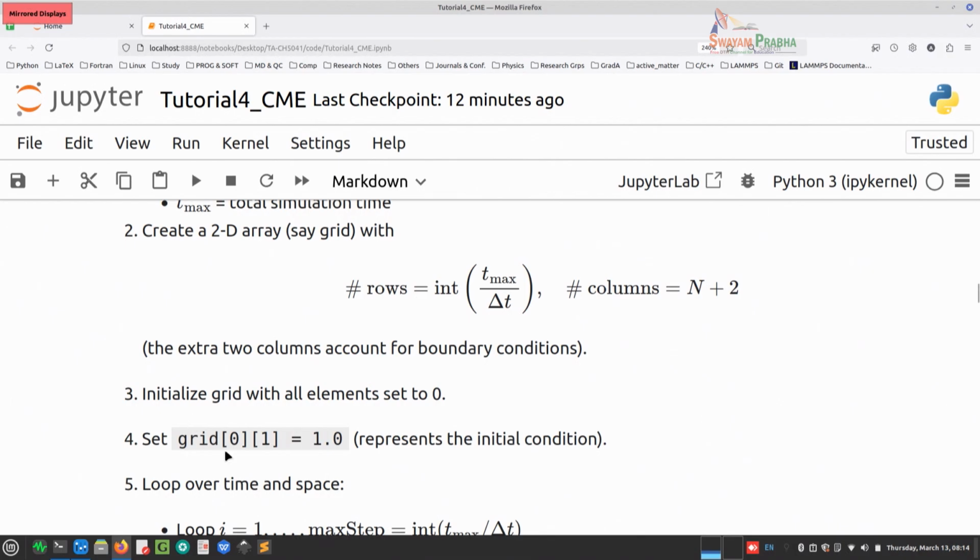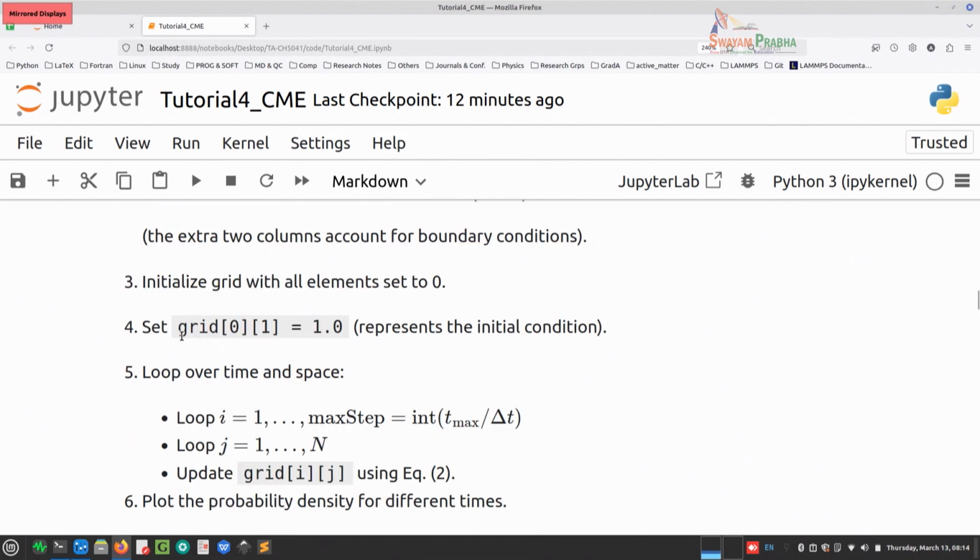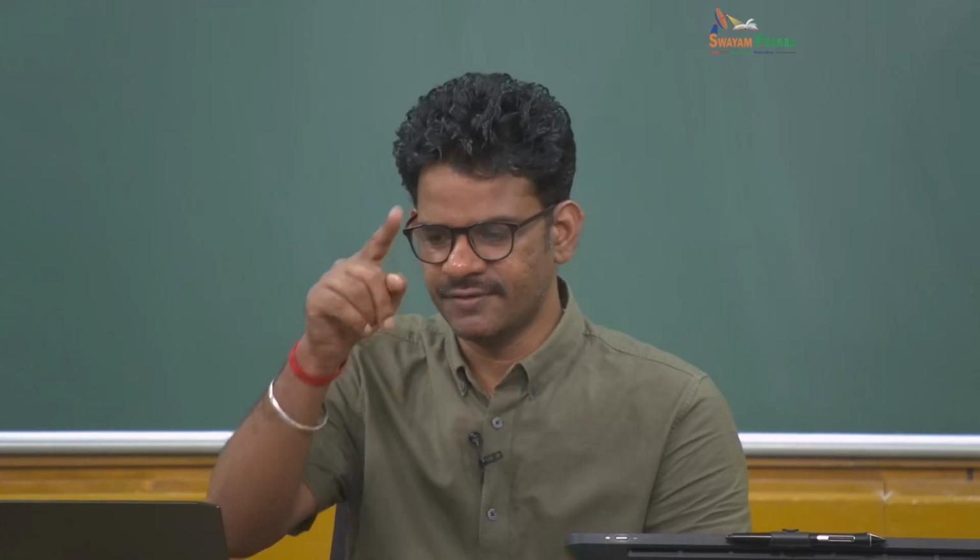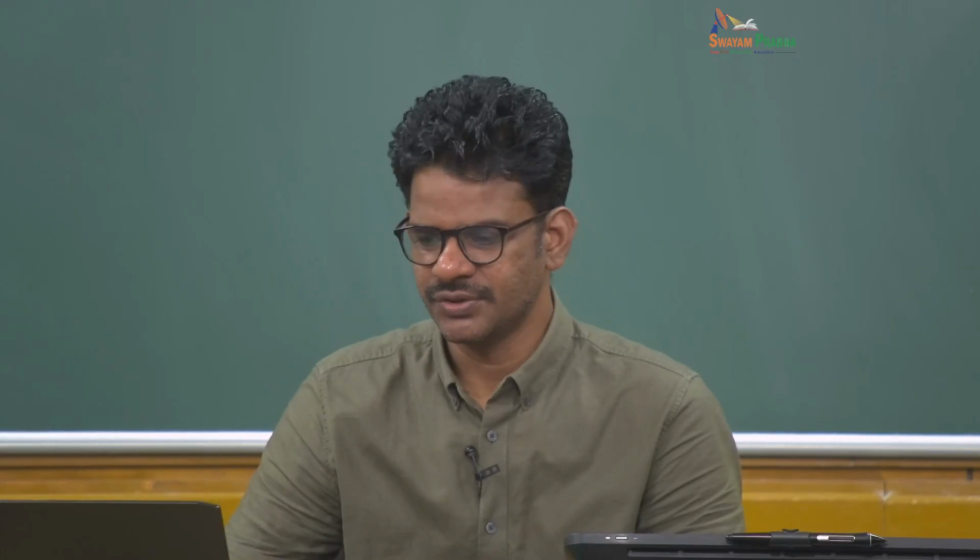So here, this grid is the initialization. Initially the particle is at the origin. The first index here is the time, and the second one is the position. So the first position at time t equal to 0 is 1, because that's what the delta function is, and for the rest of them it's all 0. So that's our initial condition.